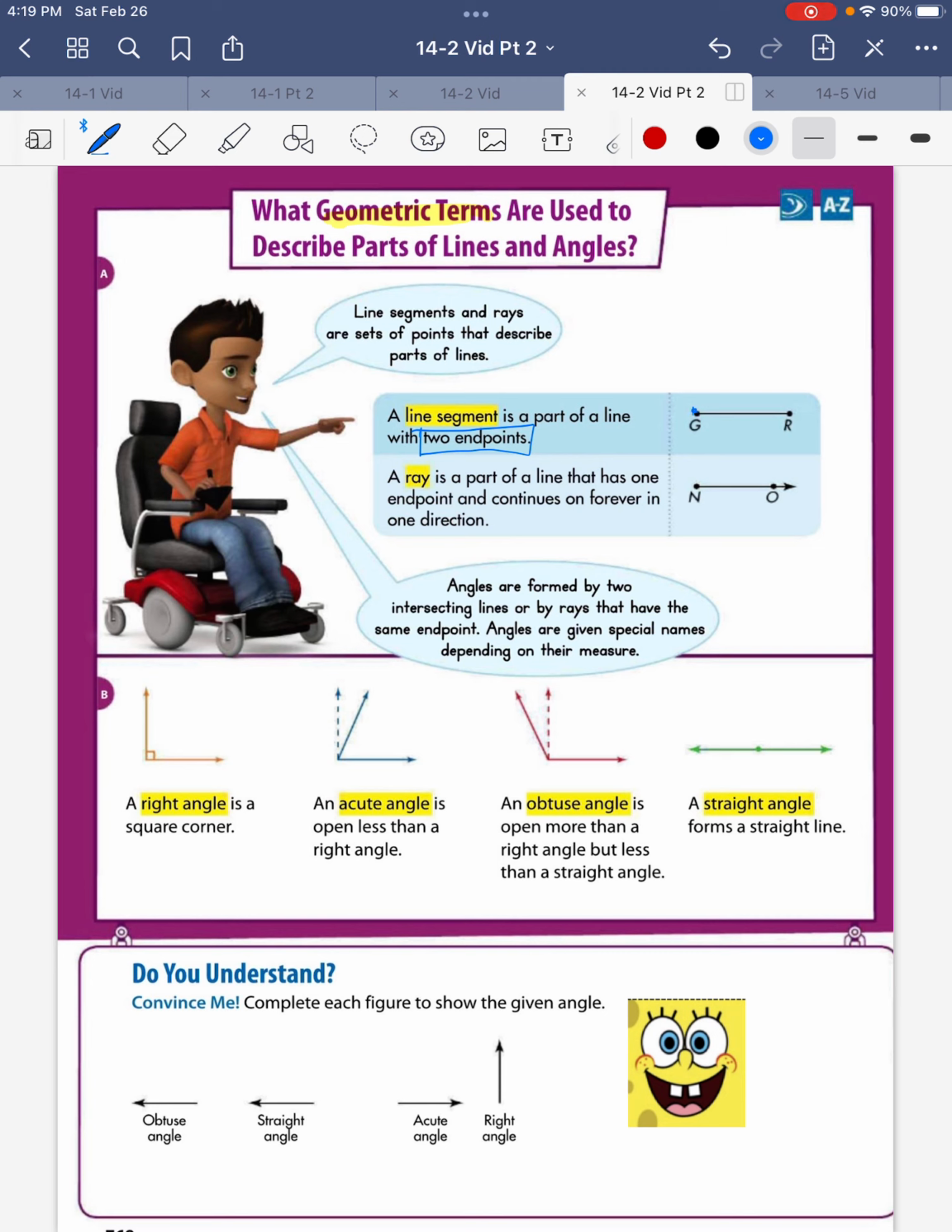These are my endpoints. The next one, a ray, is a part of a line that has one endpoint and continues on forever in one direction, okay? So it has one endpoint, okay? And it continues on forever in one direction, okay? So this little dot right here, that's my endpoint, but as you notice, there's an arrow at the end of it. So it has the endpoint here, but it's going to continue going on and on and on, okay?